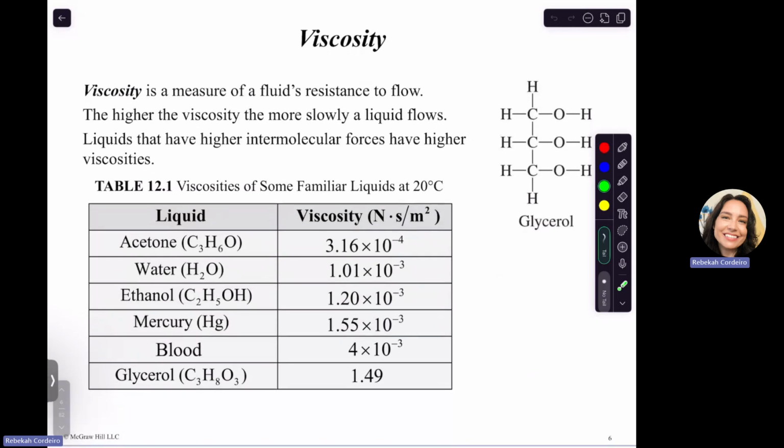Viscosity is a measure of a fluid's resistance to flow. So if it's more viscous, it's not going to flow very well. Usually, if you have really high intermolecular forces, you'll have higher viscosity. For example, glycerol has a really high viscosity, but look at how it has all this hydrogen bonding on it. So that makes sense that it has really strong intermolecular forces and therefore a higher viscosity.